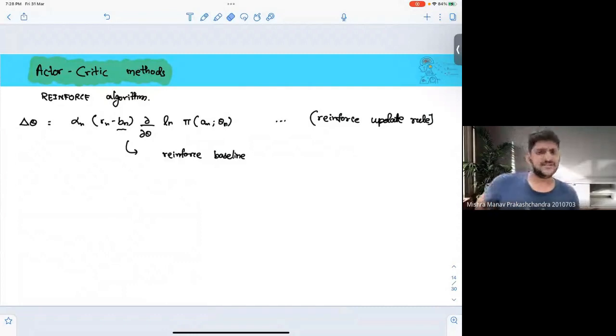One popular method is you just take the average of all the rewards encountered so far. That's your Bn metric. If the current reward that you have is better than the average, you take a step in the positive direction. If it's worse than the average maintained so far, you take a step in the negative direction.